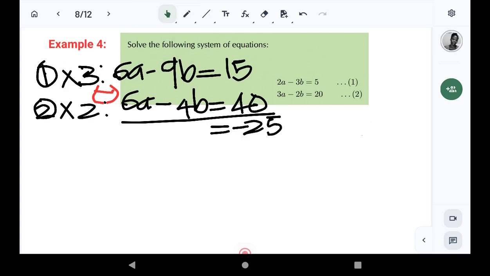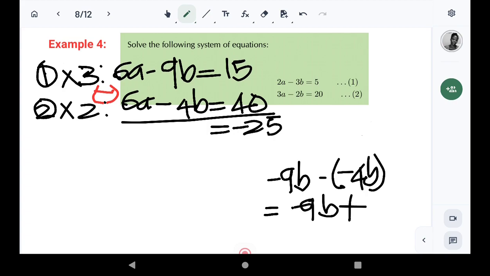Negative 4b minus negative 4b. That is the same as negative 4b plus 4b. Let me do this on the side. Negative 9b minus negative 4b. That is equals to obviously negative 9b plus 4b. Negative 9b plus 4b, that is equals to negative 5b. So you're left with negative 5b over here.